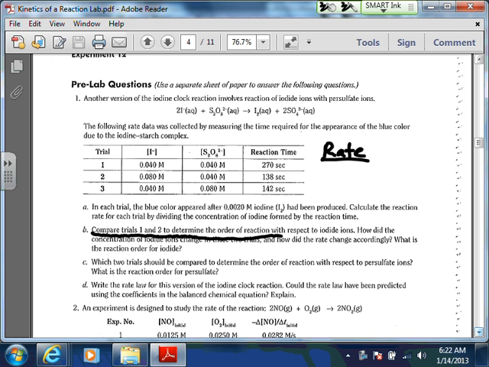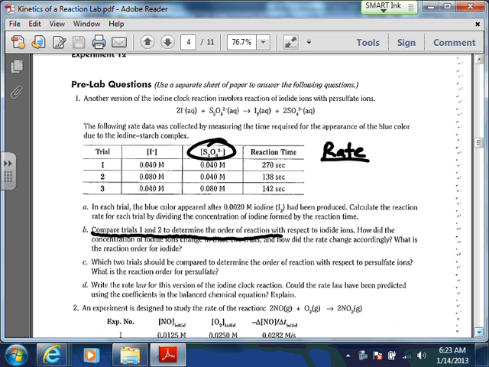Let's see here. It's just asking about the iodide. And then which two trials should be compared to determine the order with respect to the persulfate, which is this one. So they're asking which two trials you should compare. Again, I think you can probably figure that out. You're looking for two trials where the I minus doesn't change, but the S2O8 2 minus does change. And they're asking for the reaction order there. They're also asking you to write the rate law for this version.